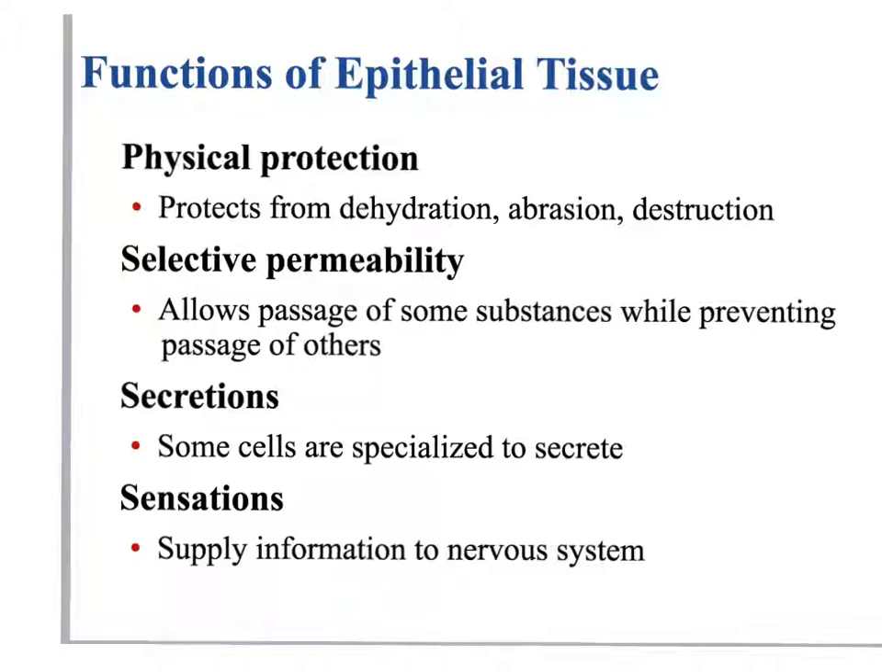And then sensations. Because they are innervated, they provide for stimuli. They supply information to the nervous system, especially temperature, as an example. You feel a difference in temperature when you walk into a supermarket on a super hot day and it's air conditioned in there, like in the produce section, it's really cold, and you feel that difference. That's a type of sensation that is relayed, that information is relayed to the nervous system.